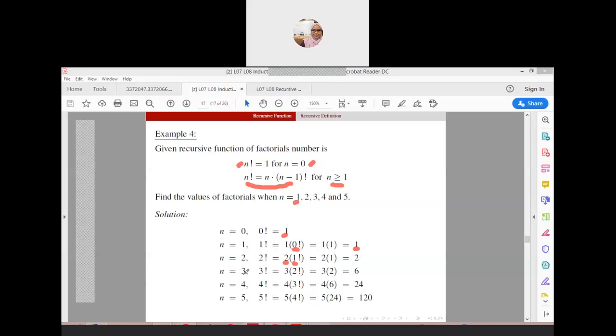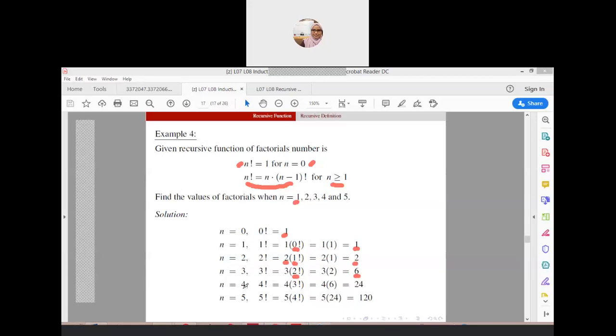Okay, same as n is equal to 3. Now this is 3 factorial. Then it is equal to n, which is 3, times 3 minus 1, which is 2 factorial. We get the 2 factorial value by using the previous information, which is 2. So then 3 times 2 is equal to 6. Here we know that in order to get the current value, we use the previous value, right? This is what we call a recursive function.